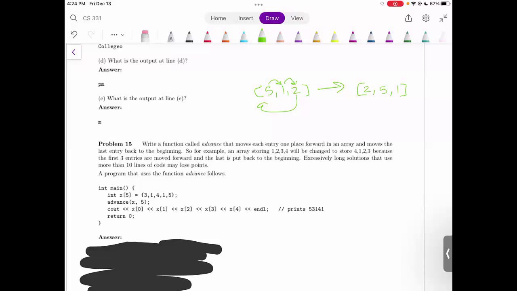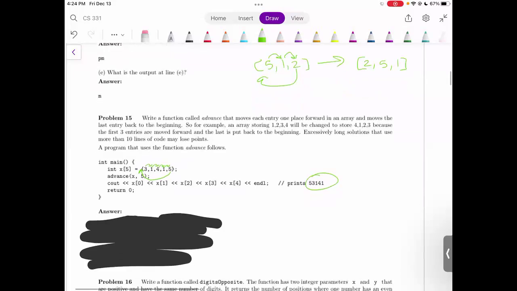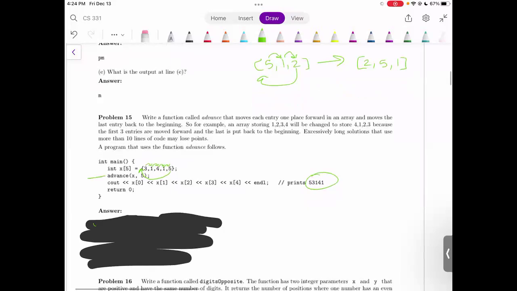Okay, and they give you the example here. 3, 1, 4, 1, 5. You see everything moved 1 forward. This moved forward, this moved forward, this moved forward, this moved forward. And you get 5, 3, 1, 4, 1. So we're going to write, there's no C out here, so it's just a void advance, and it takes in the int array X and the capacity C.